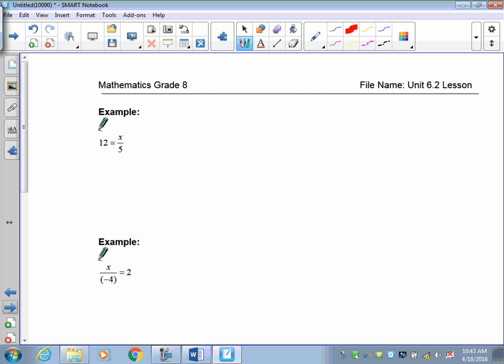All right, here's one for you to try. 12 equals x over 5. You can see here that I'm dividing by 5, so to solve this, I've got to multiply both sides by 5. So pause the recording and finish this off.